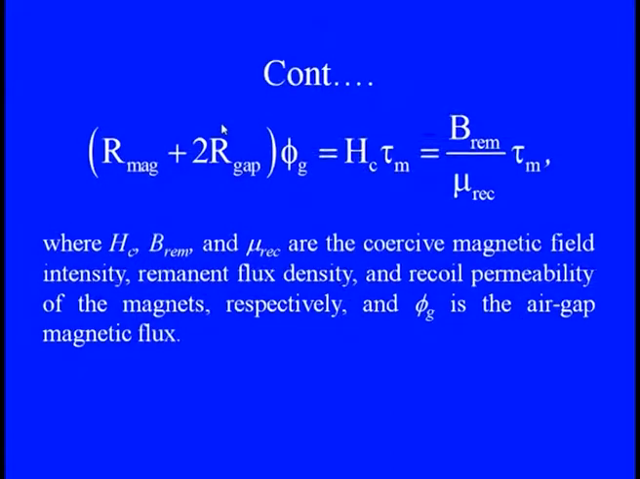So when we are using this equation, we can again rebalance it with the corrective magnetic field intensity. We are saying that R magnet plus 2 times R gap, into phi z, where phi z is nothing but the air gap magnetic flux, because we know that this is one of the important tasks: how much air gap there is through which the magnetic flux is being generated.